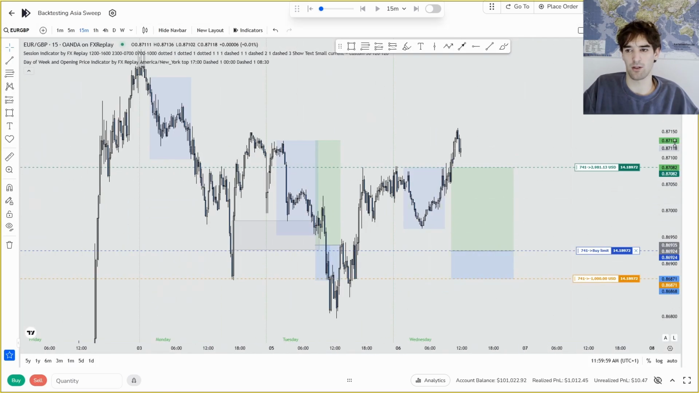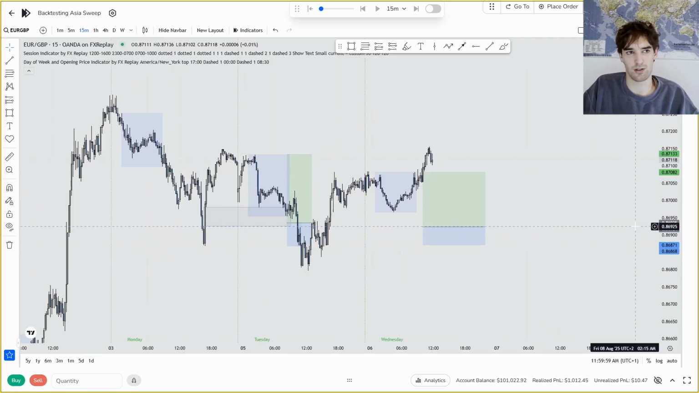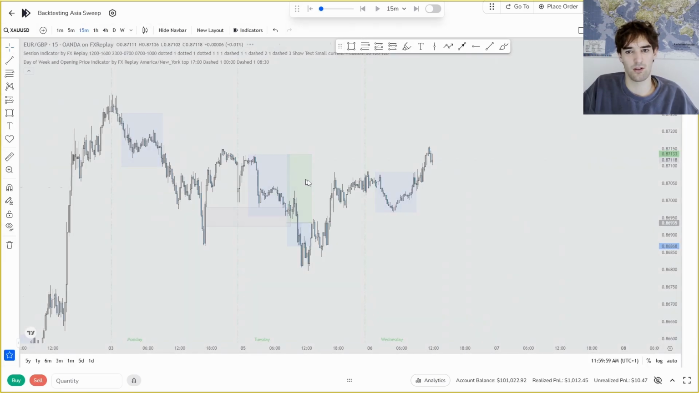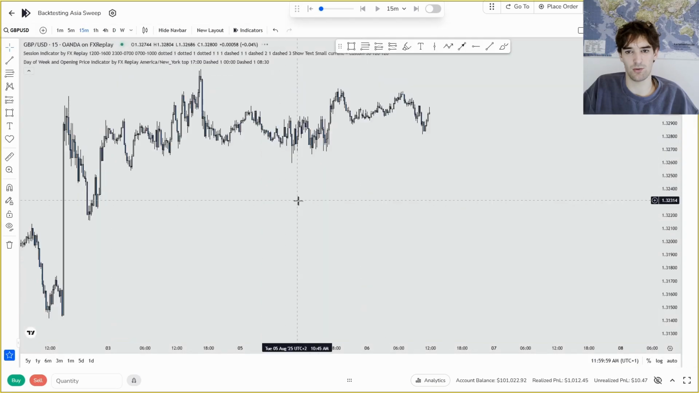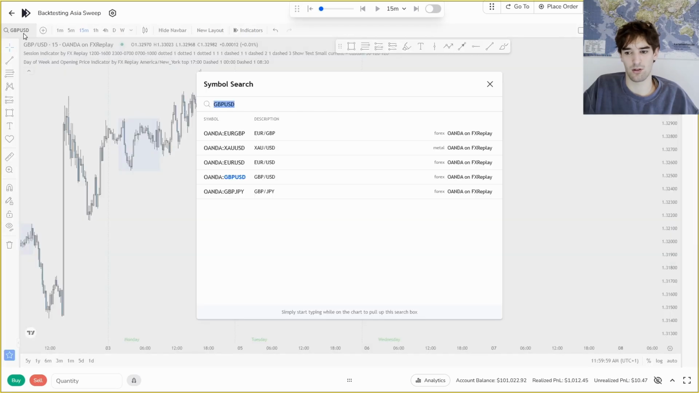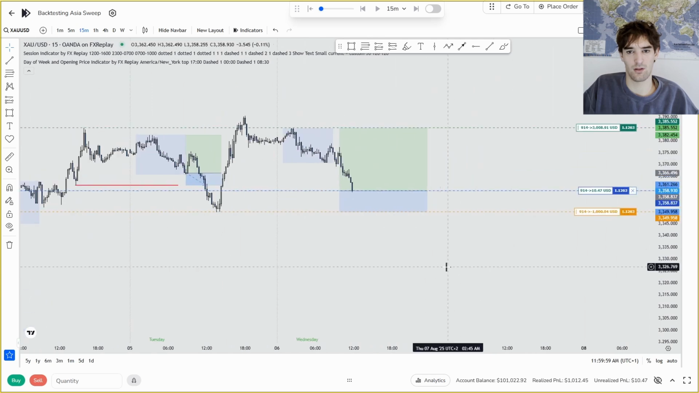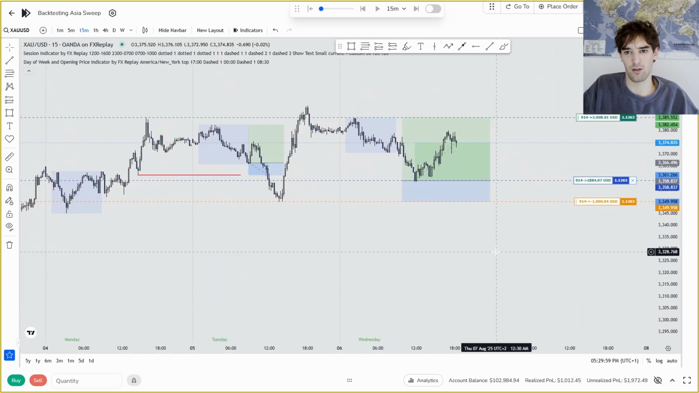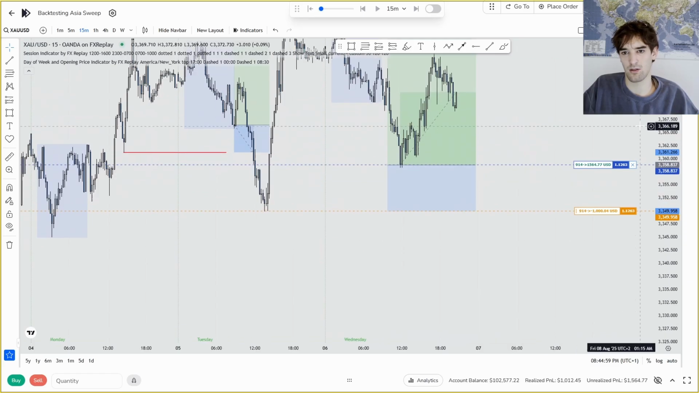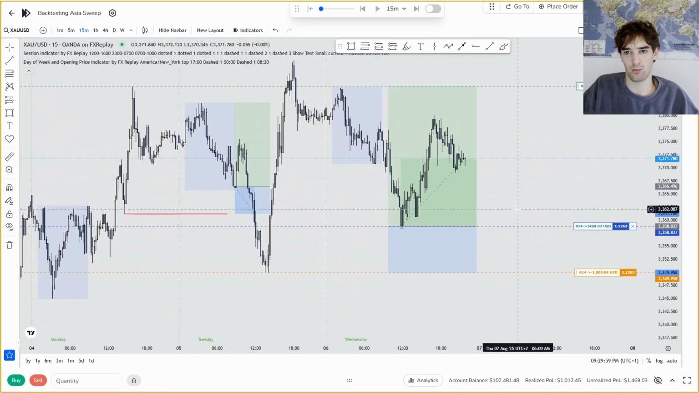Now let's take a look at the other pairs. EG was also a front run. Gold just got tapped in, and GU, no trades on GU. Gold tapped in. Okay, no management yet.